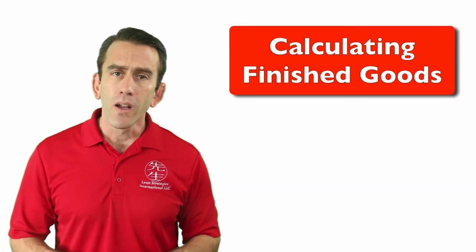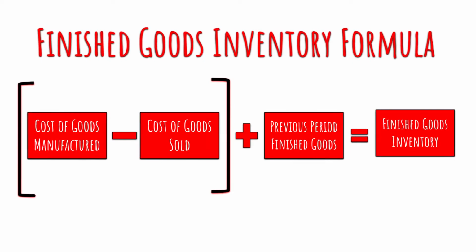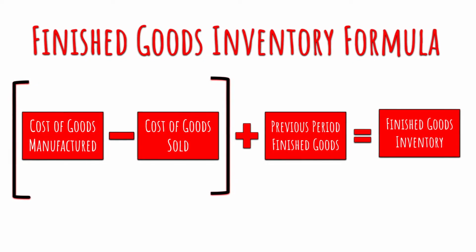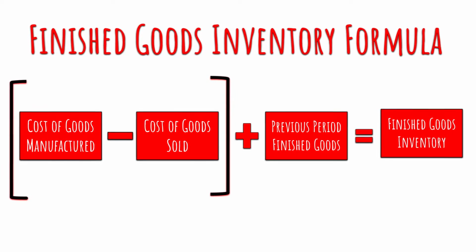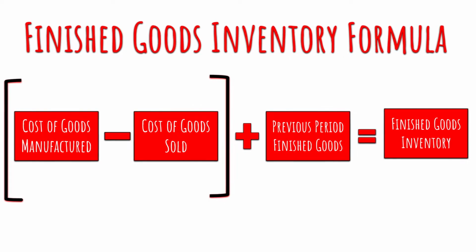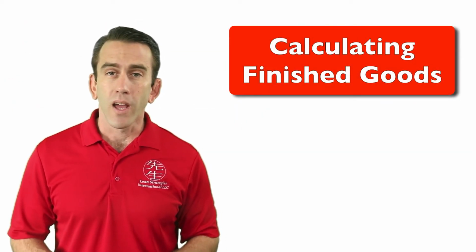You're probably wondering, what is the formula? The formula is cost of goods manufactured minus cost of goods sold plus previous period finished goods, and that will equal finished goods inventory. Let's look at an example from Care Bear's Cafe.